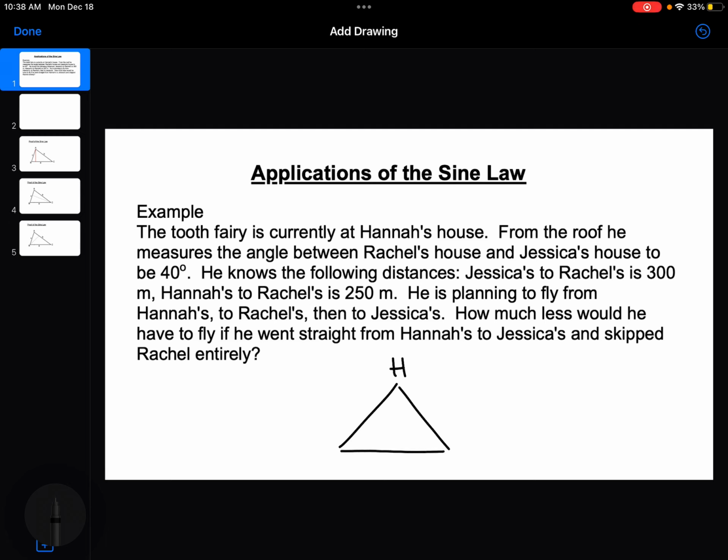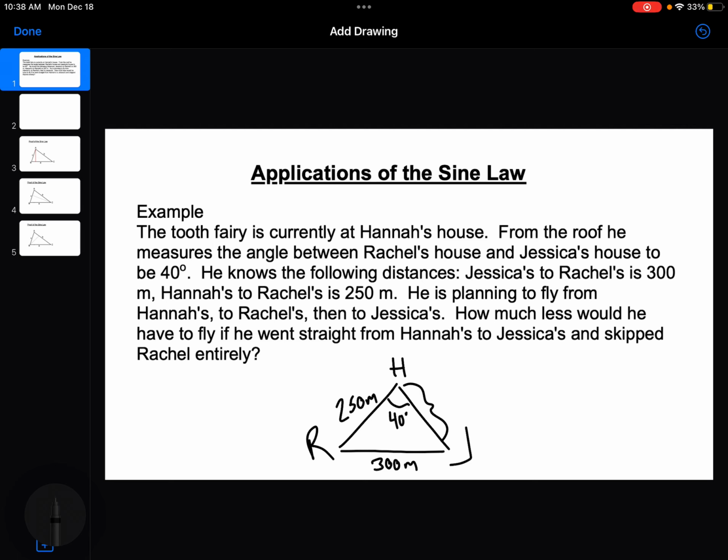From the roof, he's looking at Rachel and Jessica's house, and he finds that we've got a 40-degree angle here. He knows that it is 300 meters from Rachel to Jessica's house, and that it's 250 meters from Hannah's to Rachel's. He's planning to fly from Hannah's to Rachel's and then to Jessica's. How much less would he fly if he just flew direct?